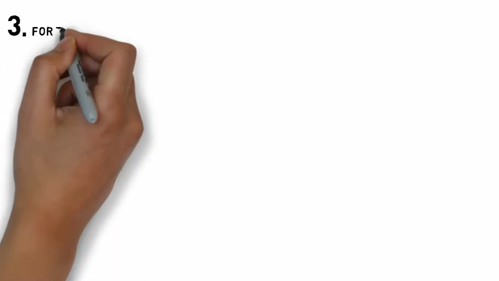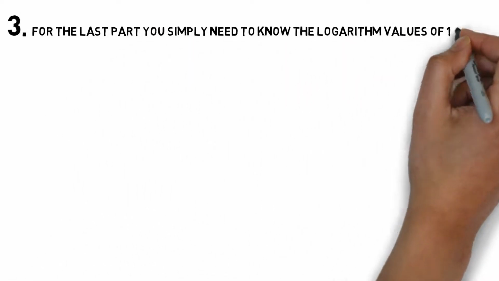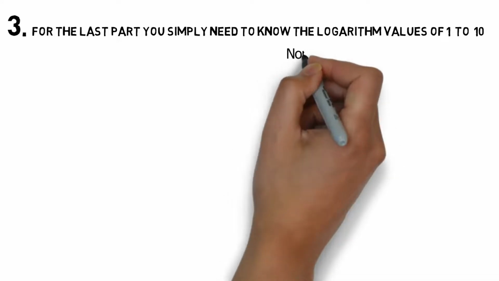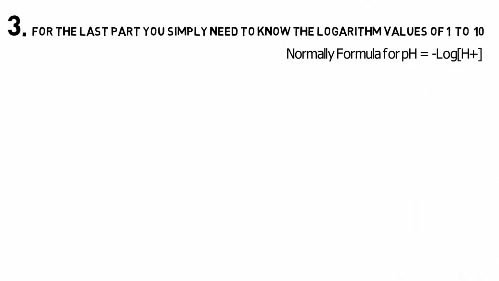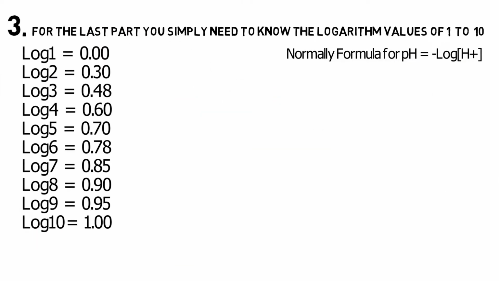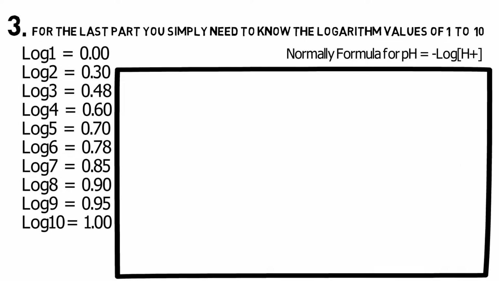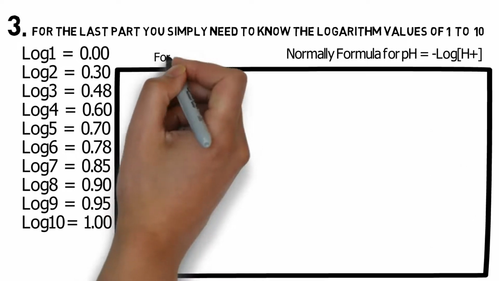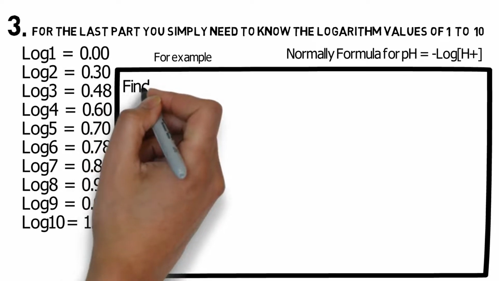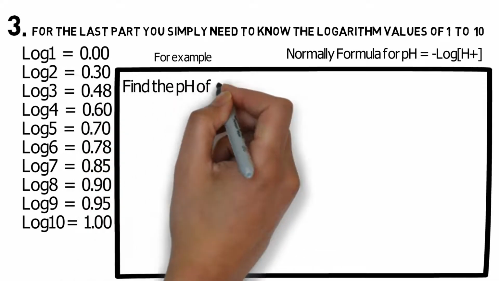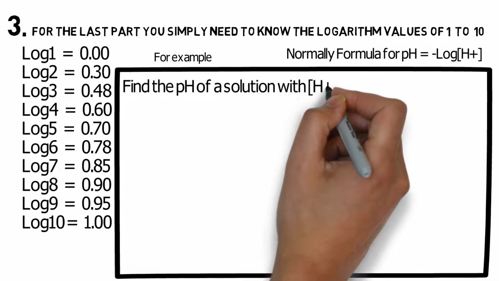For the last part of this pH trick, we simply need to know the logarithm of numbers 1 to 10. Remember that the formula to find pH is equal to minus log of the hydrogen ion concentration. For easy understanding, we'll quickly take one example. Now pull up the logarithm of 1 to 10. Do not feel lazy to learn this. It's a very fast trick.